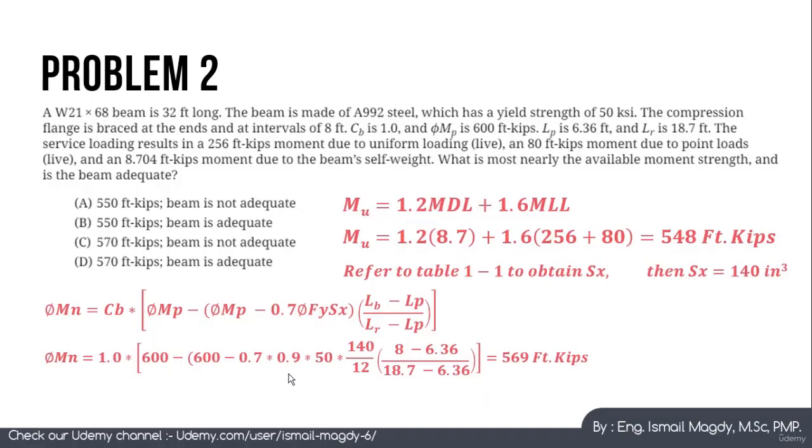Solving for this equation, you get that the phi Mn equals 569 feet-kips. This means that the phi Mn is higher than the Mu, which means that the beam is adequate. So this is our answer here, which is 570 feet-kips, and the beam is adequate.